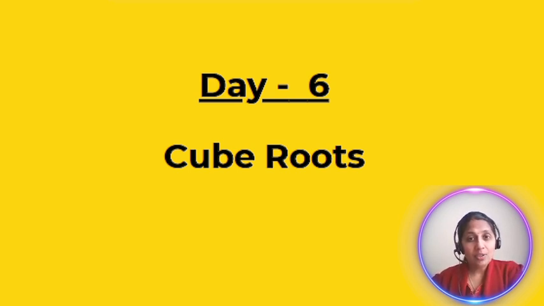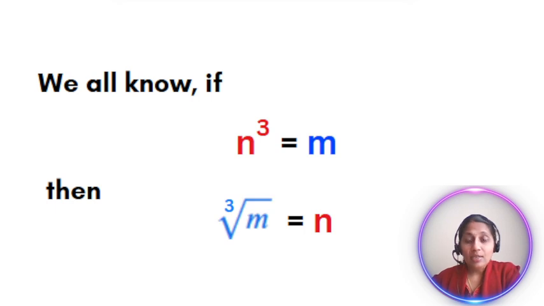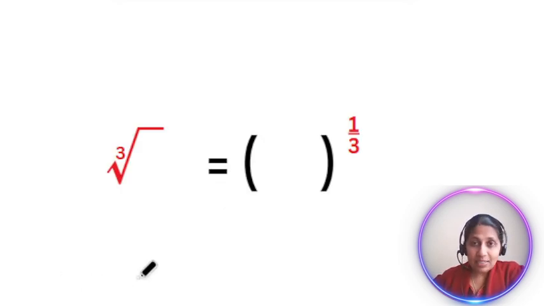So what are cube roots? Cube roots are nothing but just the reverse of the cube of a number. So we all know that if n cube is equal to m, then the cube root of m would be equal to n. So let's dive a little deeper. What does a cube root mean? It means a number raised to the power of 1 by 3.